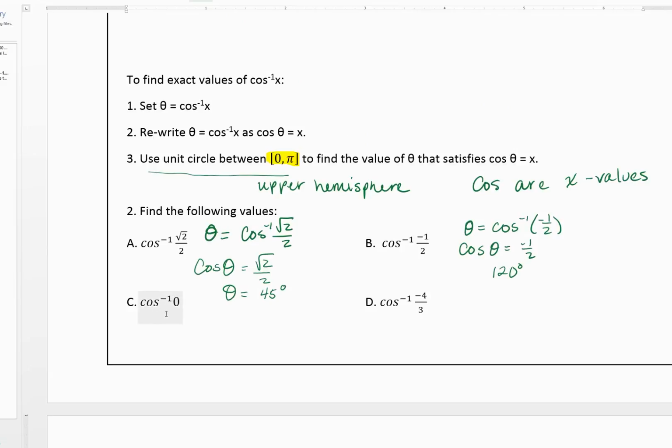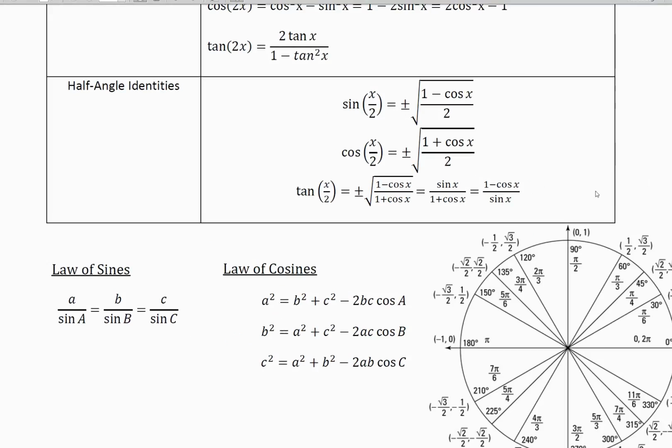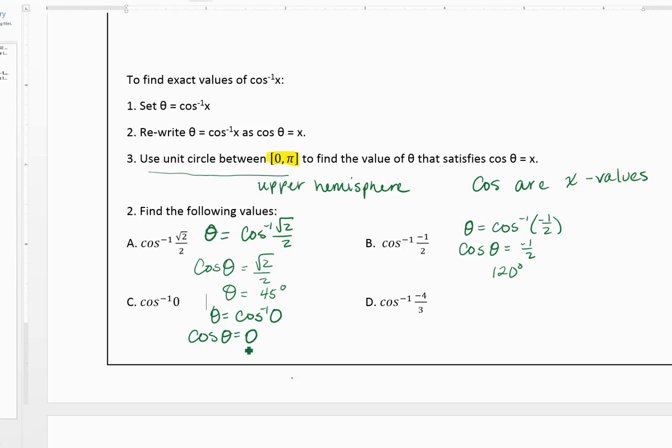Okay, what's cosine inverse of 0? So we'd say theta equals cosine inverse of 0, which means cosine of theta equals 0. So where is the x coordinate 0 on the unit circle? That happens at 90 degrees, or pi over 2.